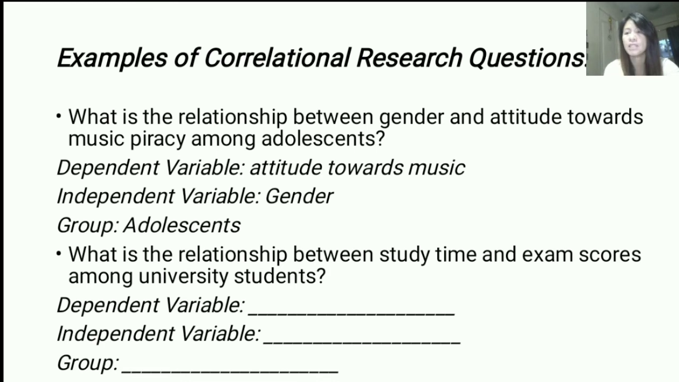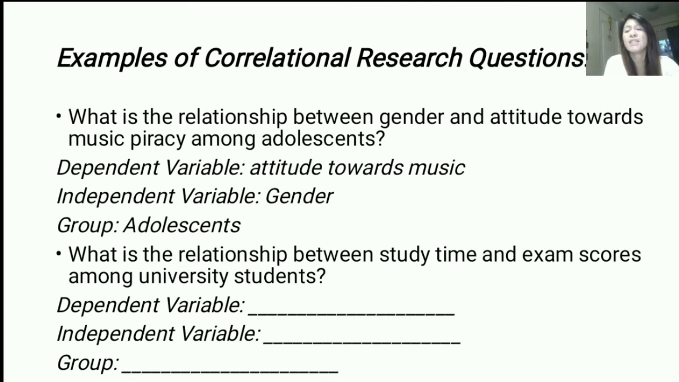Let's have some examples. What is the relationship between gender and attitude towards music piracy among students or adolescents? The dependent variable is attitude towards music. The independent variable is gender. Is there a significant relationship between gender and attitude towards music among adolescents? So you see here there is a research question that requires hypothesis testing. The group involved is adolescents.